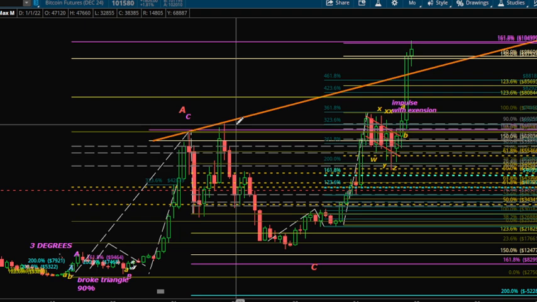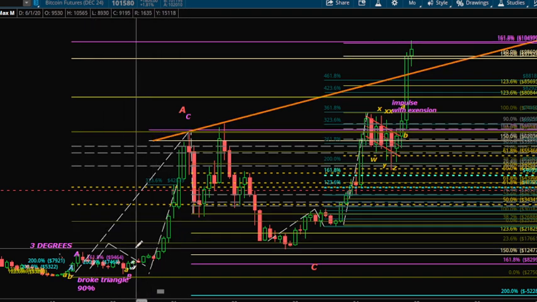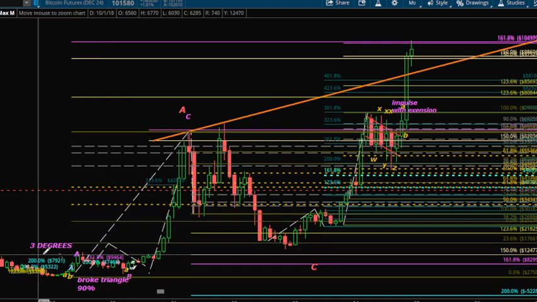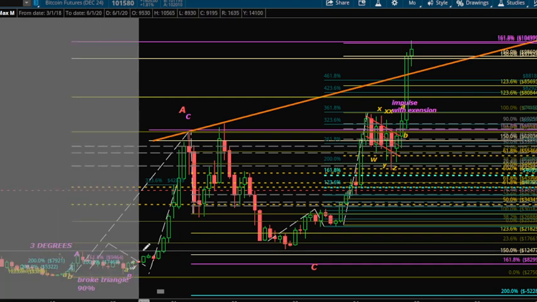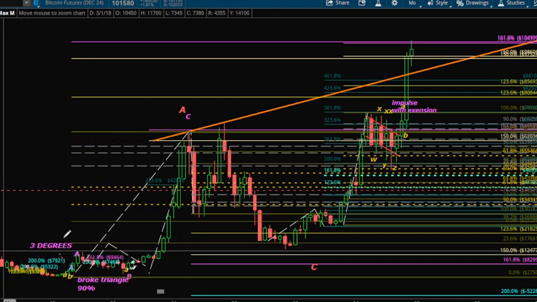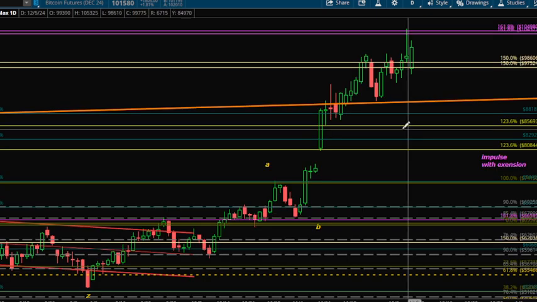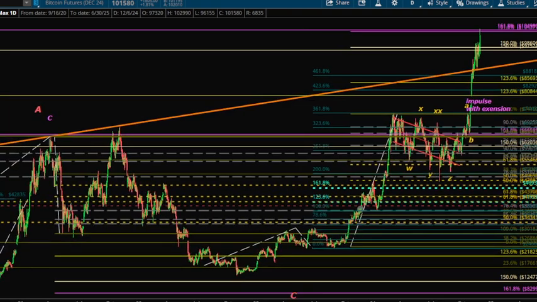Okay, so let's break down as close to the beginning of the chart as we can. So we're going to break down this section here, and then we're going to gradually get to where we're at now. So let's go to the daily time frame, and let's get to where we need to start counting.